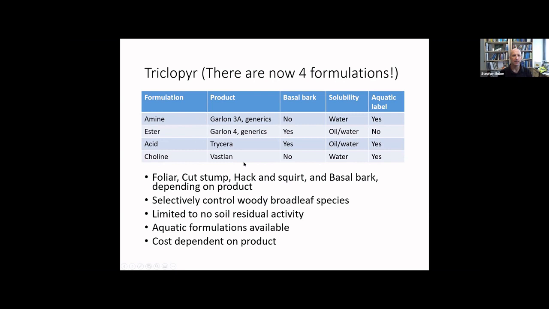So they are selective, typically controlling woody broadleaf species with limited soil activity. I can't get away from saying no soil activity because I think triclopyr does have a little bit, and especially with more concentrated applications like basal bark, we can see some residual issues there for a short time. Again, we do have aquatic formulations for some, and they are cost dependent, the cheaper ones being the 2 older products, the acid formulation being substantially higher, but having the benefit of being able to use it in aquatics, in terrestrial, for both basal bark applications and foliar applications.